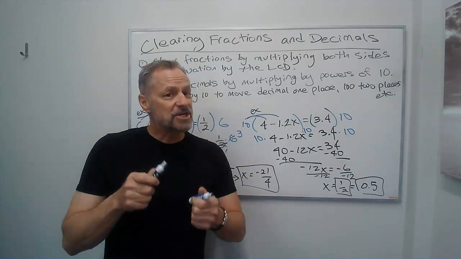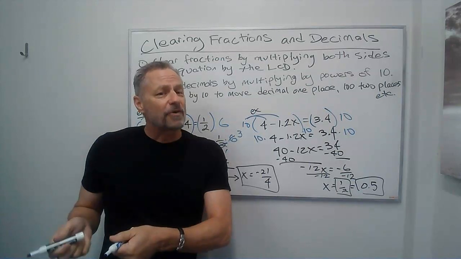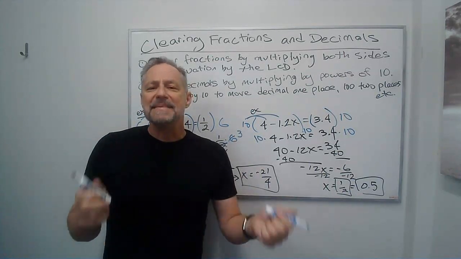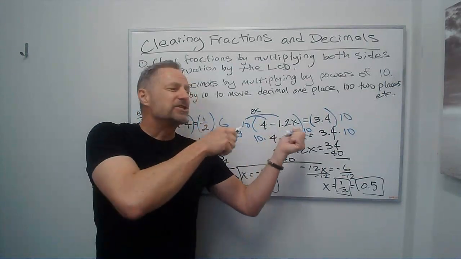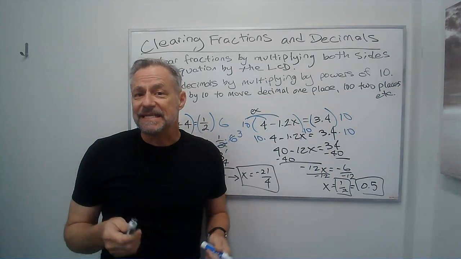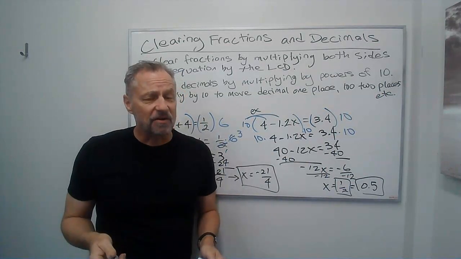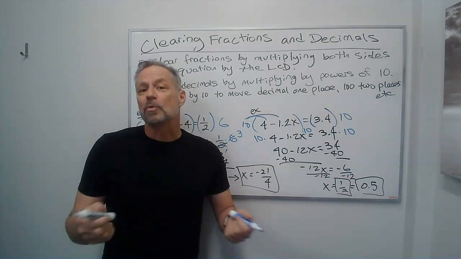If you have an equation, again, you have to have that equal sign. You can get rid of the fraction or the decimal immediately by multiplying by the LCD, which in terms of decimals we think of as powers of 10. It's an LCD essentially itself, but we can get rid of fractions or decimals immediately, and it makes our work a lot easier.